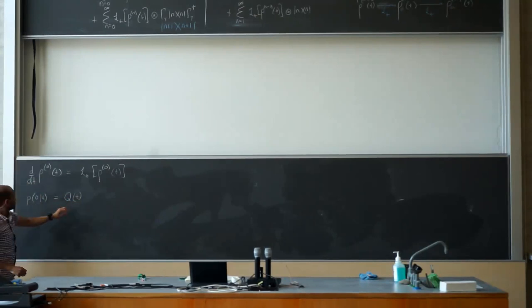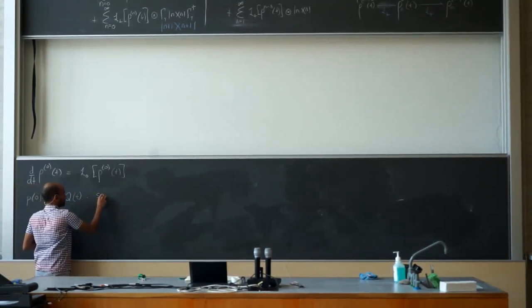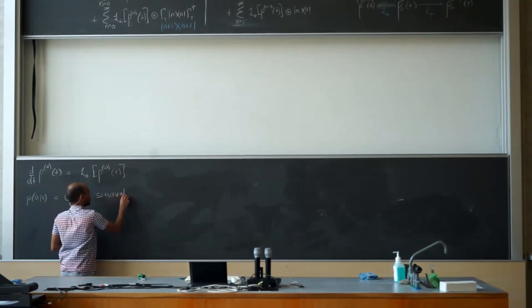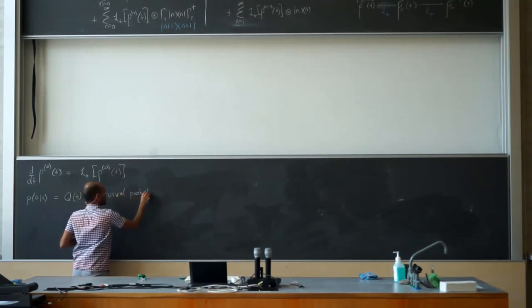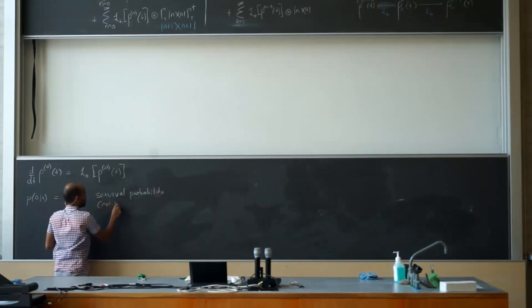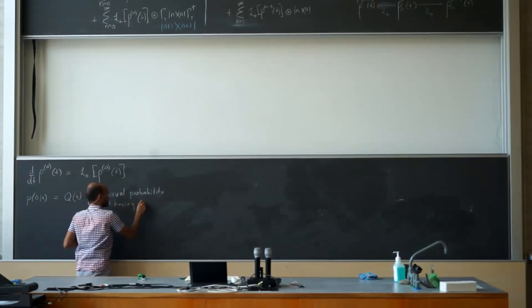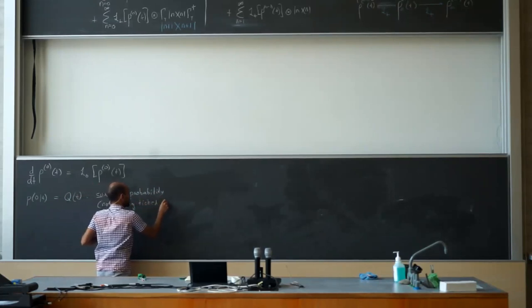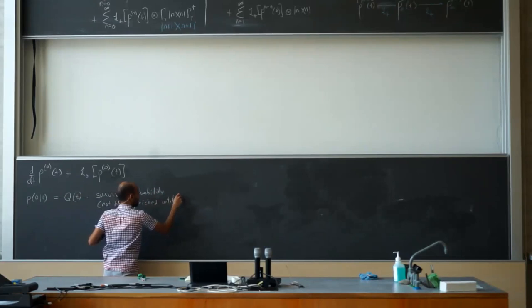The reason I call this Q of t is that the probability of not having seen any tick at time t is essentially the same as the probability of not having ticked until that time, because I start from zero ticks. So if at time t I haven't seen any ticks, that is the probability of not having seen a tick until that time. This is called by many things. You can also call it the survival probability. So, the probability of not having ticked until t.